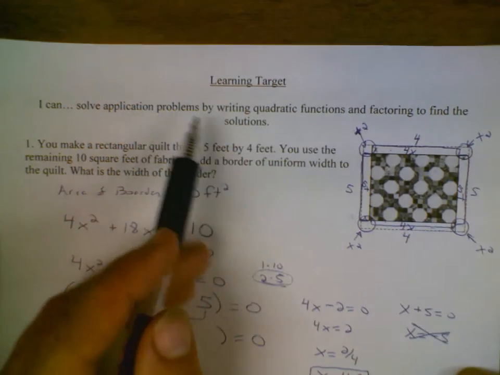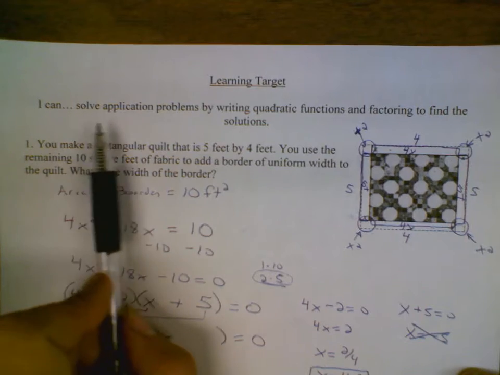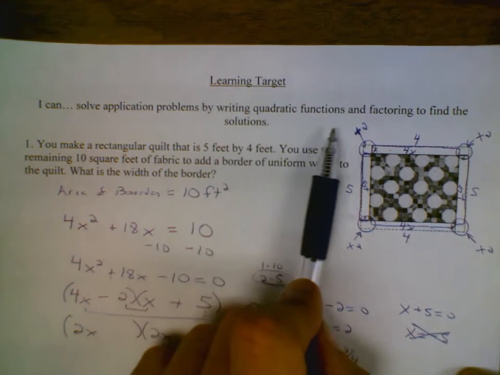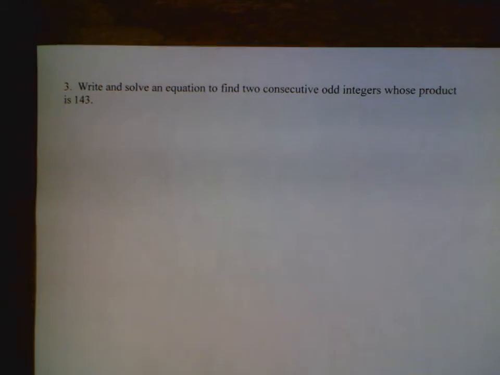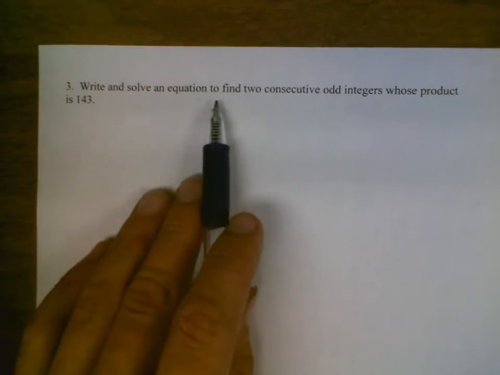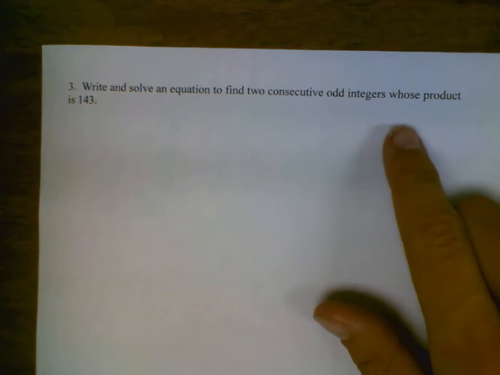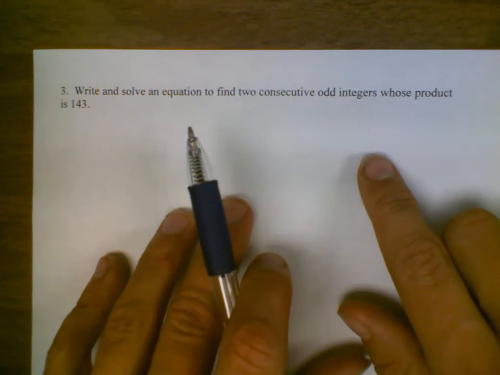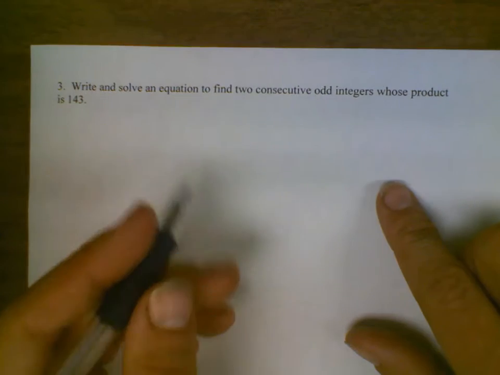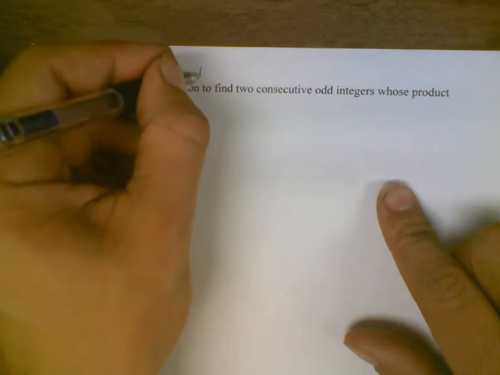Okay, in this video, we're going to look at one last example of the learning target. I can solve application problems by writing quadratic functions and factoring to find the solutions. And the problem we're going to look at is: write and solve an equation to find two consecutive odd integers whose product is 143.